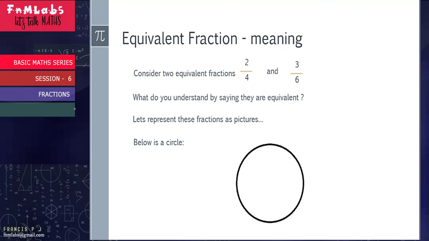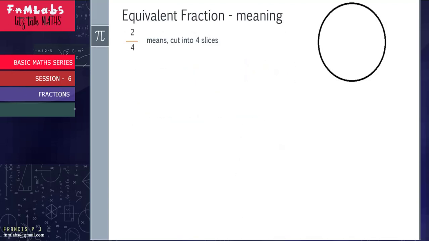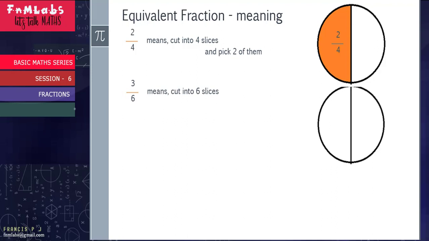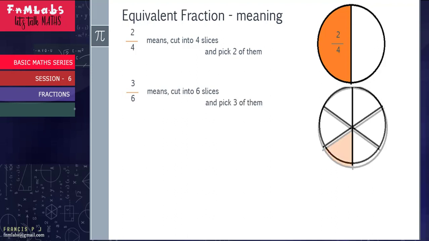Now let's think about the meaning of equivalence of fractions. Consider two equivalent fractions, 2 by 4 and 3 by 6. What do you understand by saying they are equivalent? Let's represent these fractions as pictures. Below is a circle, and 2 by 4 means cut into 4 slices and pick 2 of them. Now consider 3 by 6. 3 by 6 means cut into 6 slices and pick 3 of them.